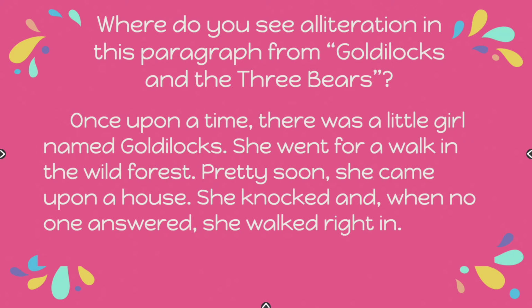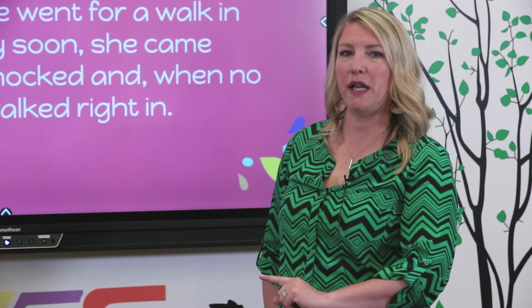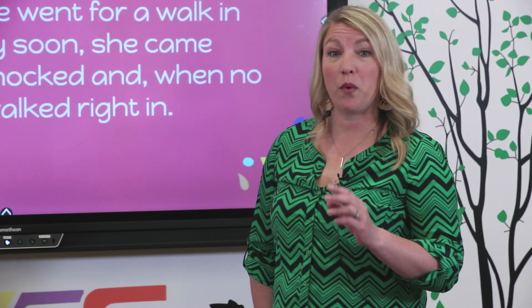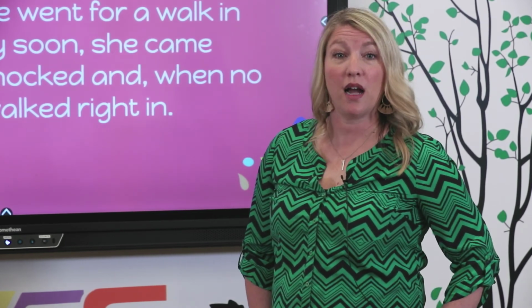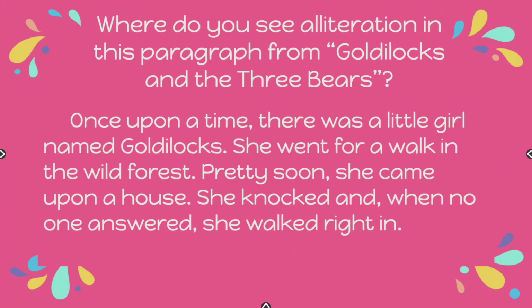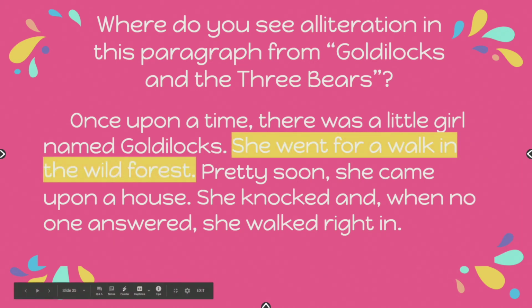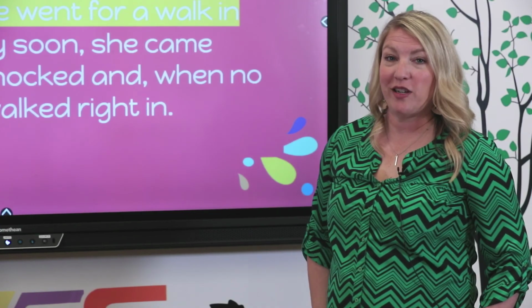So let me think. Alliteration is when we have the same consonant sound that repeats. So we're looking for words in a row that have the same consonant sound. Do you see it? She went for a walk in the wild forest. So, went for a walk in the wild forest. You have the W sound, so there's your alliteration.